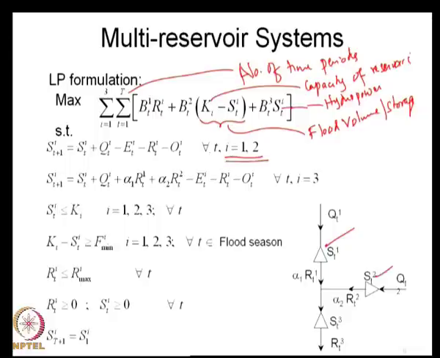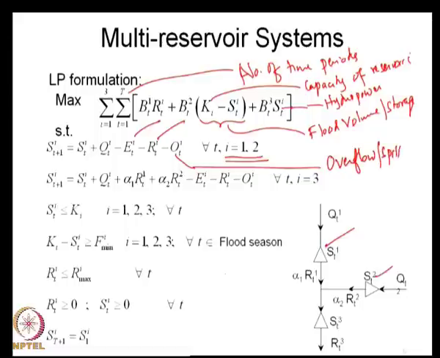For time period t, we write for reservoir number 1 and 2 together, because they do not have upstream control structures here. So, this will be a straightforward continuity equation, starting with a storage S_it plus Q_it minus evaporation losses minus the release that you have made at reservoir i, and this is the spill or the overflow. So, this is overflow or spill in time period t.